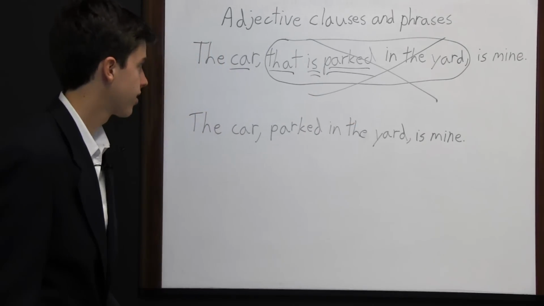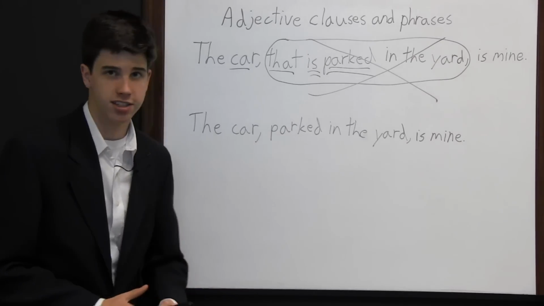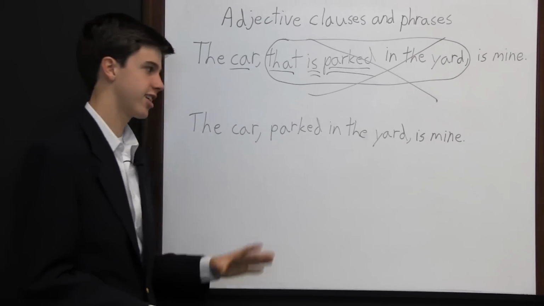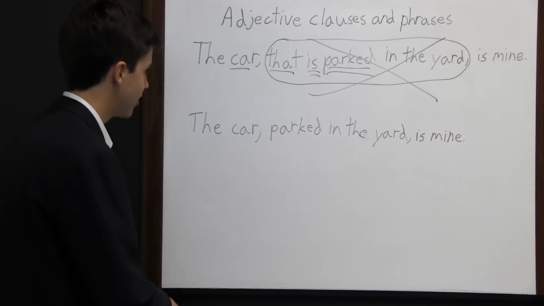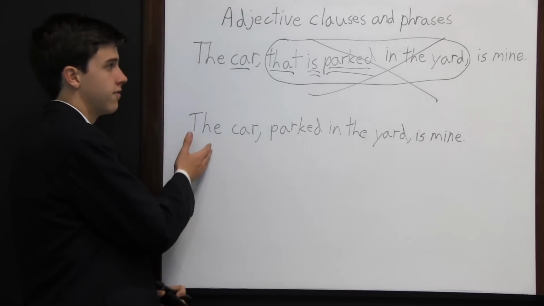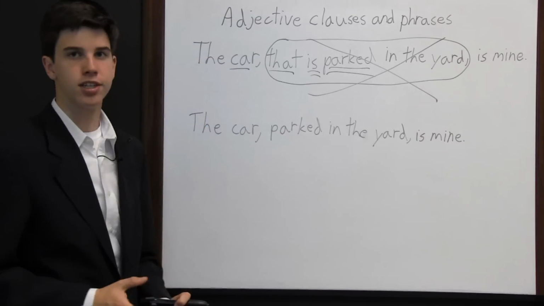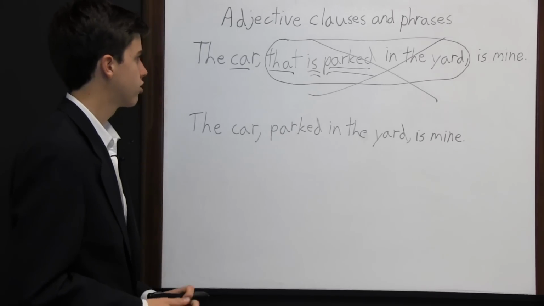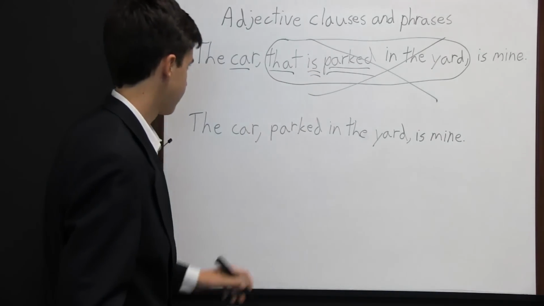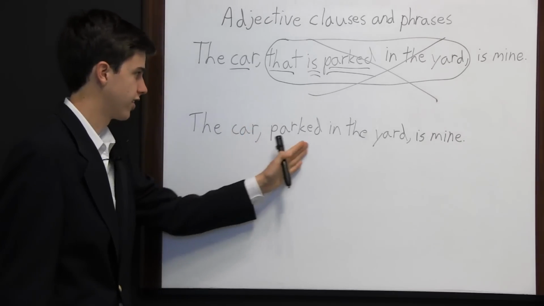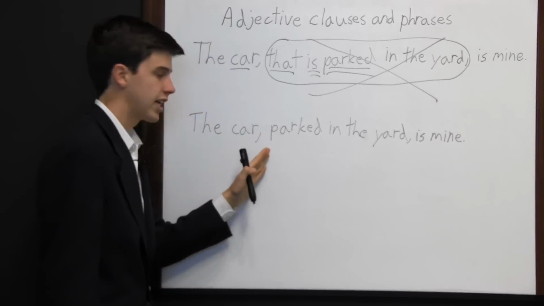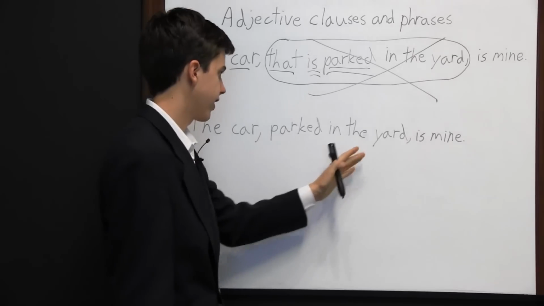Now, we've talked about adjective clauses, so as you can guess, this next example is going to be an adjective phrase. The sentence is very similar to the first, except it's missing 2 words. So those 2 words are "that" and "is." Instead of saying "that is parked in the yard," the sentence just picks up with "parked." It says "parked in the yard."